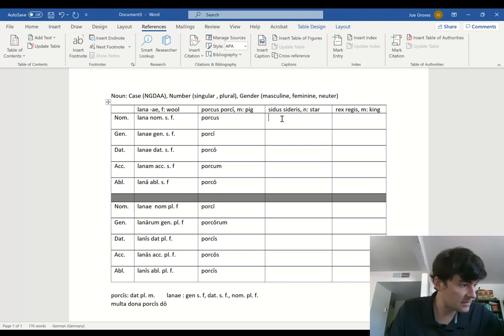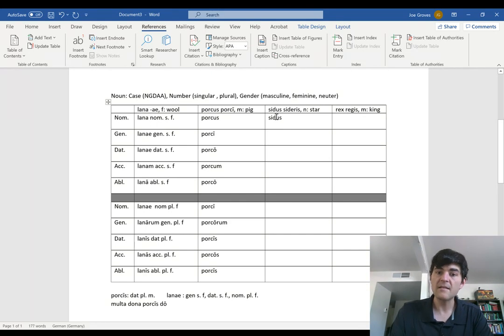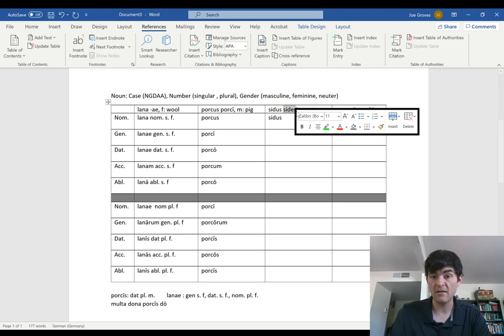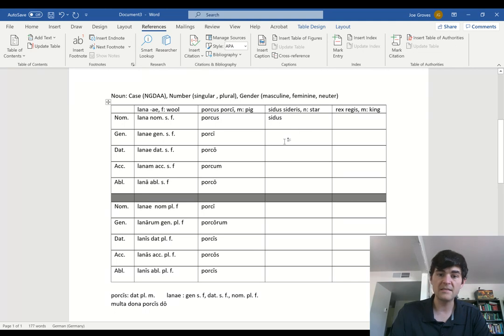Please stay away, monster. So we have sidus. This is a neuter, and notice that it's also third declension. So the nominative is going to look kind of funky, but we get our stem from the genitive here, sider. So we have sidus, the star, nominative, neuter, singular. But then, of the star, genitive, neuter, singular, would be sideris.